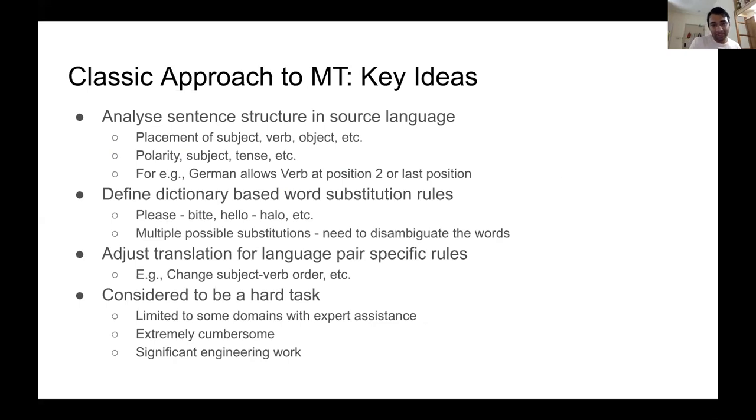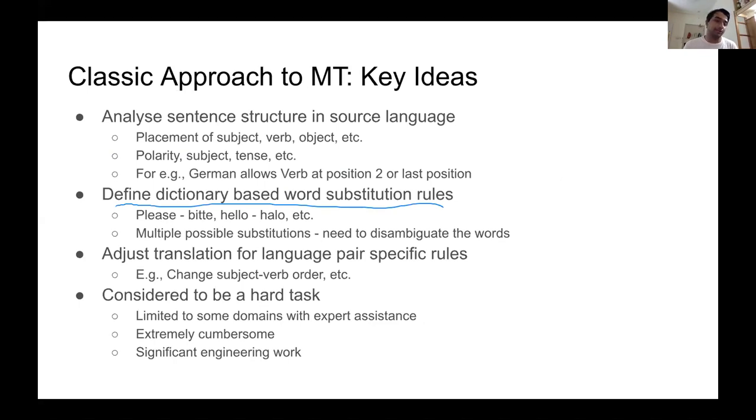Now that you've done that in a classic approach, the idea would be that you want to have a dictionary-based substitution rule set up. So you want to have a one-to-one mapping from tokens to tokens in the other language. This can get a bit tricky because you can have tokens that have multiple meanings or multiple synonyms and so on. And additionally, some synonyms might be more suitable than others.